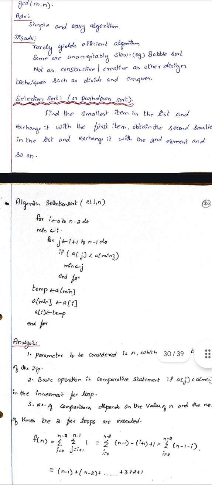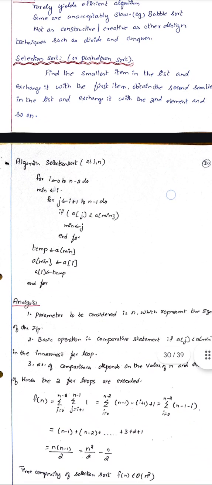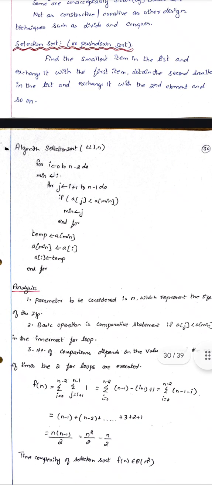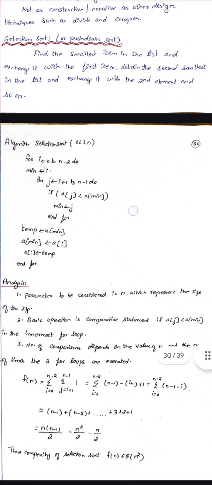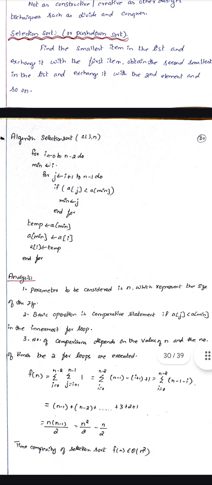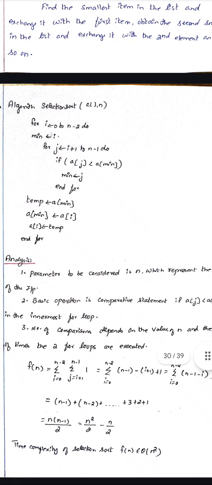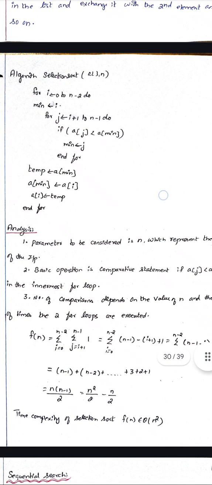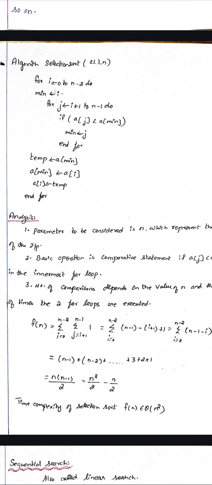Then let's go to the selection sort, or brute force approach. Find the smallest item in the list and exchange it with the first item. Obtain the second smallest in the list and exchange it with the second element, and so on. This is the algorithm selection sort of an array A of n.